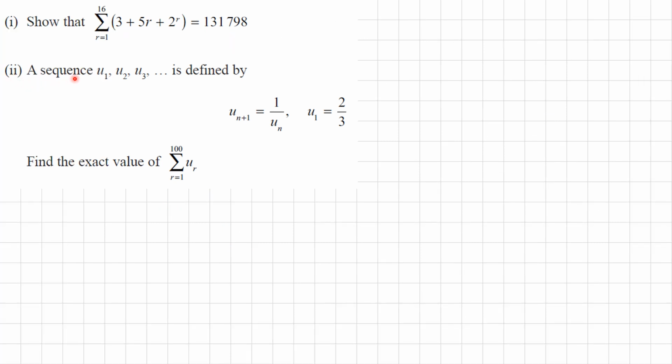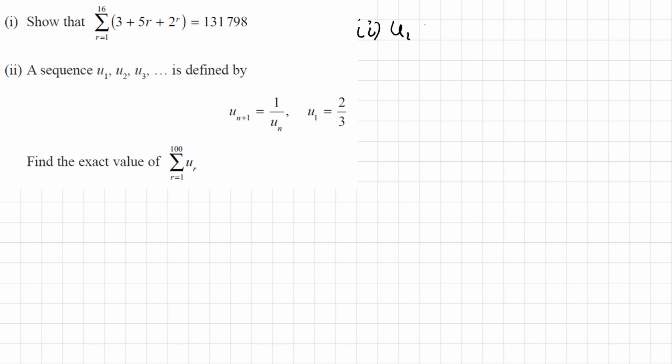Part 2. A sequence u1, u2, u3 is defined by u n plus 1 equals 1 over u n, where u1 is equal to 2/3. What we need to do is to find the exact value of the sum from r equals 1 to 100 of ur. Whenever you get these types of questions, it's often that the sequence produced by the recurrence relation is periodic, so we get the same terms occurring over and over again. It's normally fairly straightforward to find the sum of those repeating terms. To see if it's periodic or not, we need to work out what those terms are.